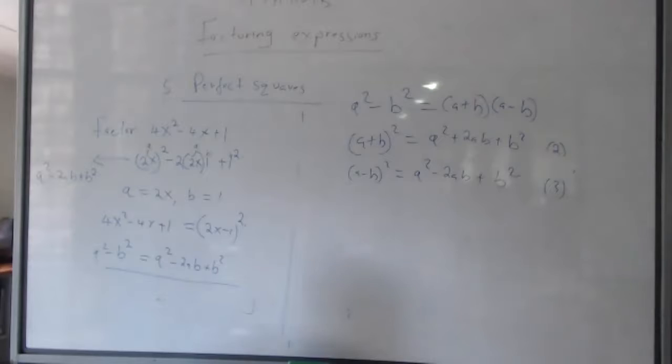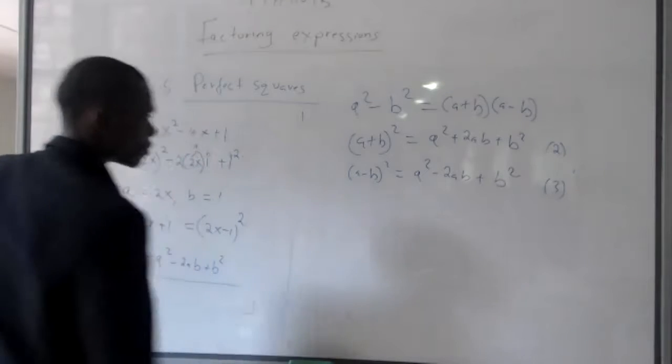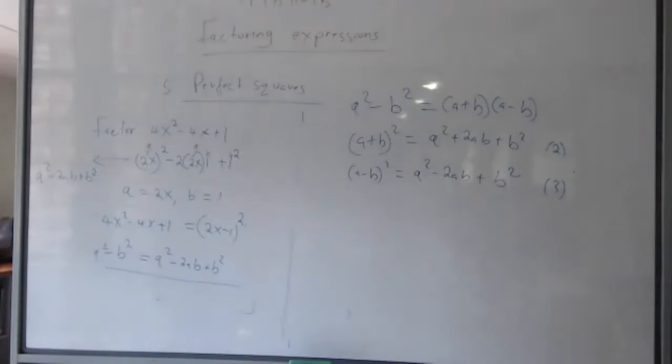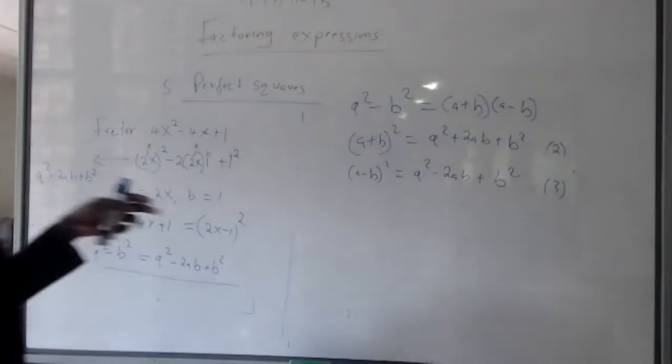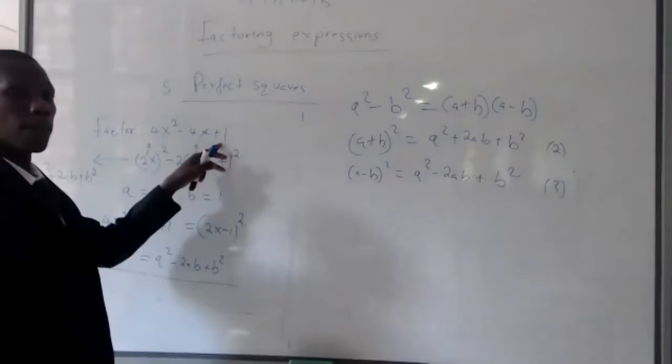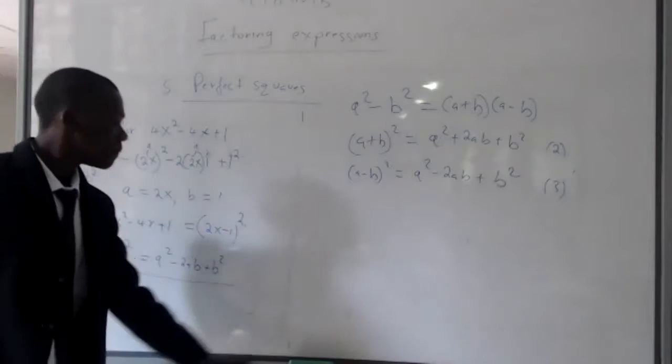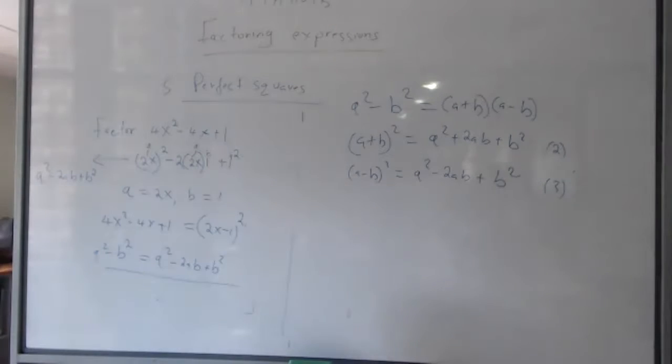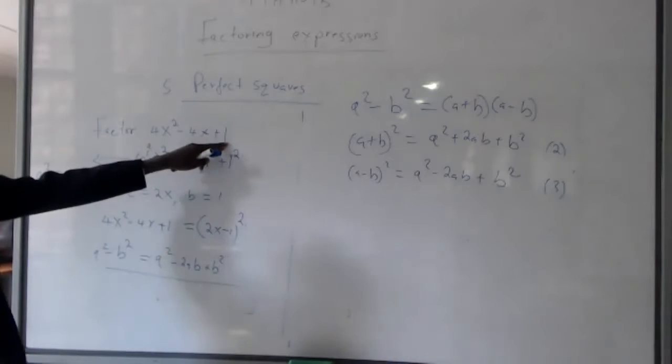And the part, how is b 1? Sorry? How is b equal to 1? Yes. When you put a equals 2x and b equals 1. Yes. Where is the 1 from? 1 is this one.